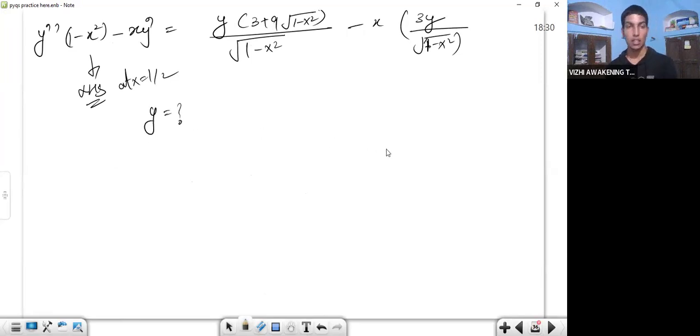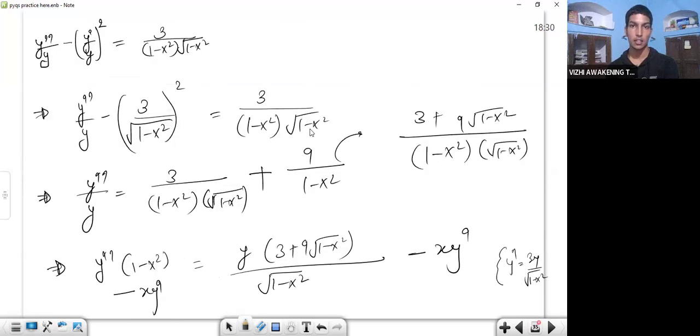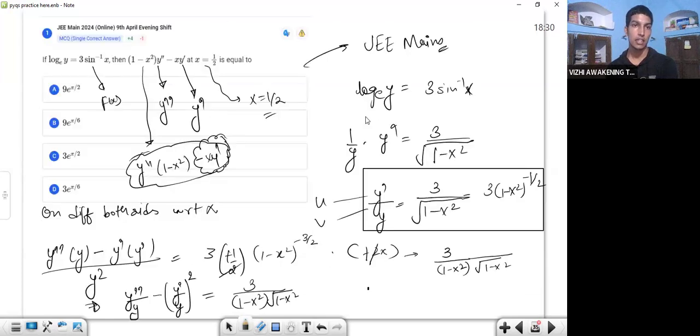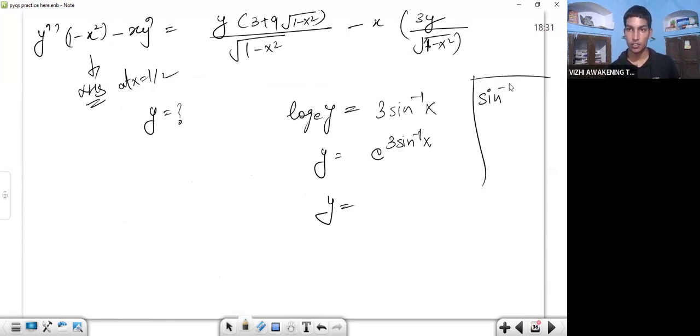Okay, as we have given this function logarithm e of y, logarithm e y is equals to 3 sine inverse x, right? So y would be equal to e raised to power 3 sine inverse of x. Yes. For x is equals to half, sine inverse x will be what? Sine inverse of half is what?